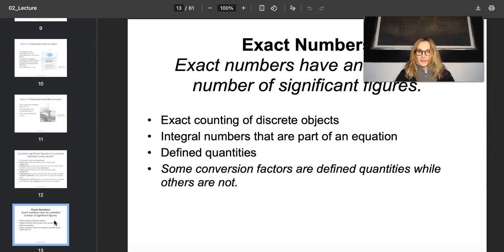We're going to try some. So exact numbers again, if you have a counting object, like a dozen roses, they say integral numbers. That means they're part of an equation. And what they should say is their conversion units, defined, meaning their ratio. So if you have a ratio like 3/4 of a mile, someone runs 3/4 of a mile, that's exact. And then they say some conversion factors are defined. That means if the conversion factor was measured. Most conversion factors are not significant.